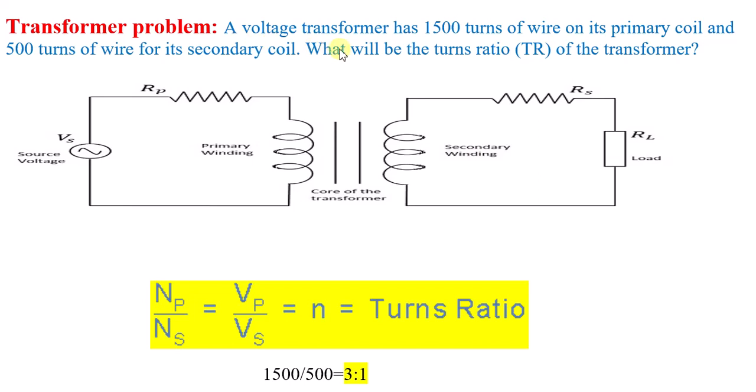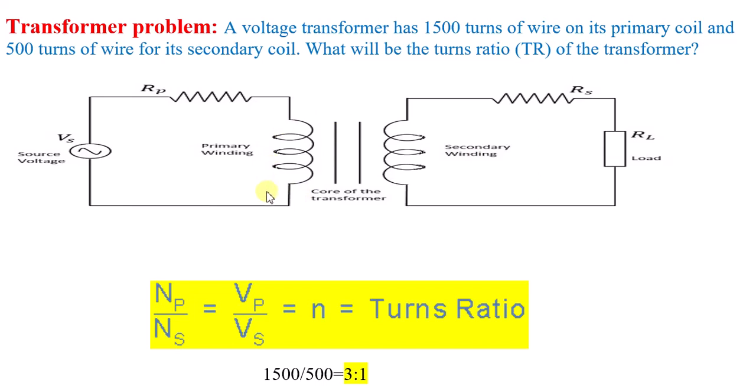So a voltage transformer means this is a voltage transformer. The voltage which is generated here has to be transferred here in the same way. So that is the main idea of a voltage transformer. It can be either increased or decreased, that we are not yet understanding, maybe we can understand later. It has 1500 turns of wire on its primary coil, meaning this is the primary coil. So it has 1500 turns of wire.